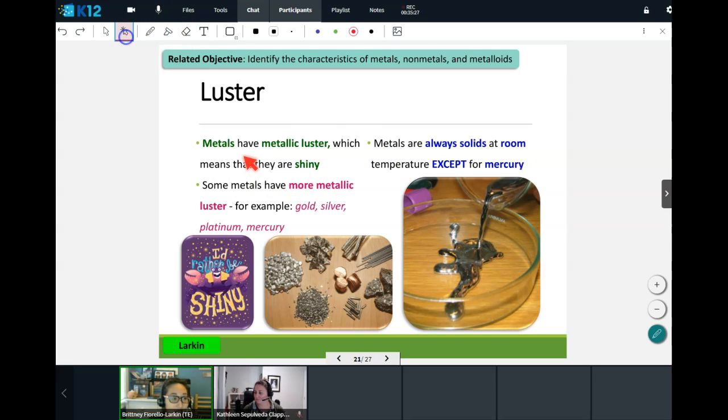So, metals, the last thing we need to know is that metals are lustrous. They have what's called metallic luster, which means that they are shiny. And just like the crab in Moana loves shiny things, so do humans. That's why metals have been used throughout history in jewelry, because they are so shiny.